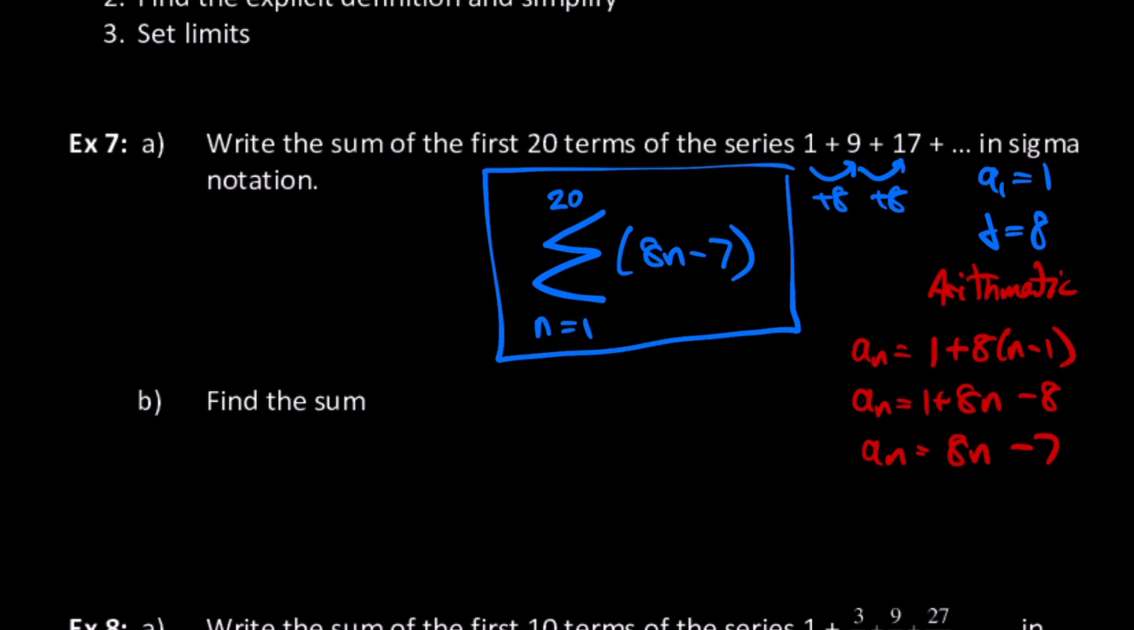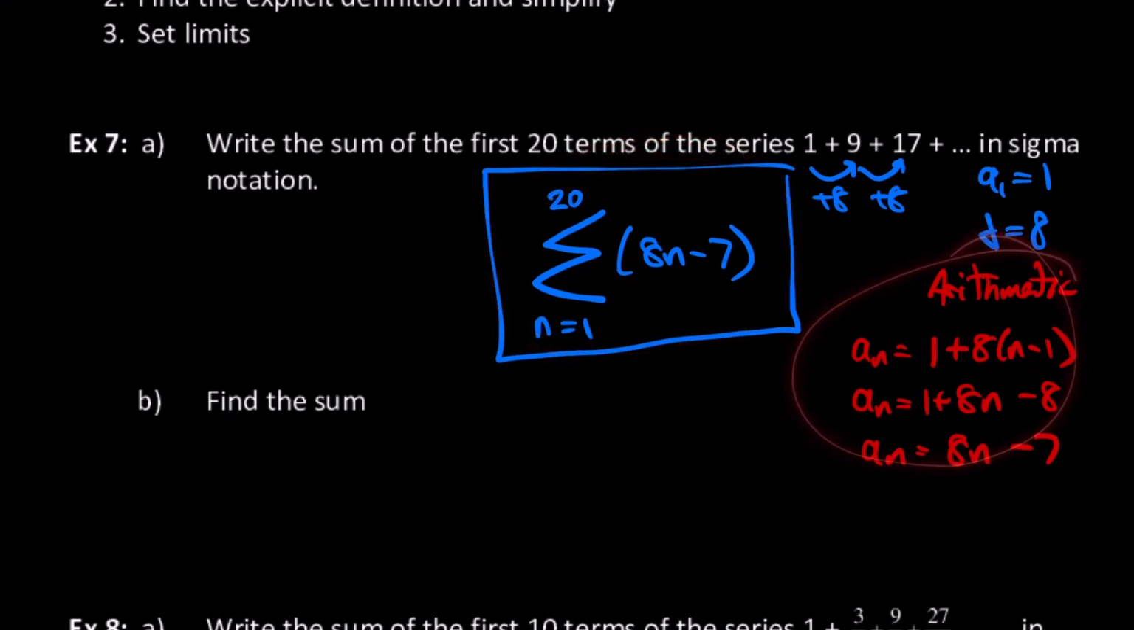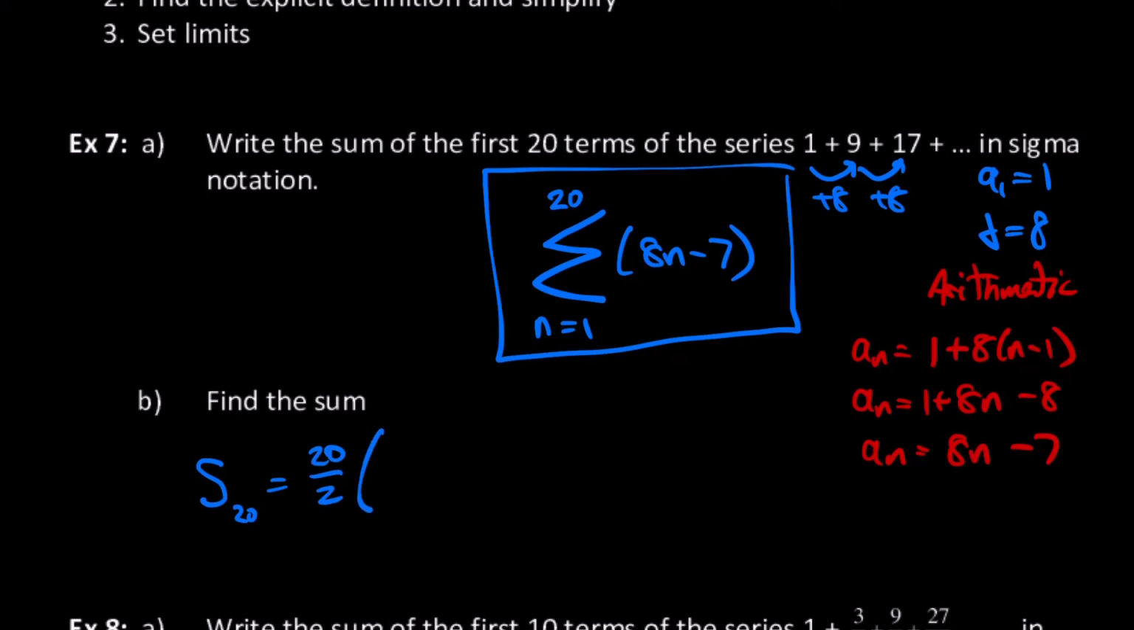Now it says find the sum. Well, I'm not using the sigma notation to find the sum. I'm going to use this information over here. I've got a formula for the sum of an arithmetic series. There's 20 terms. So I know that's going to be 20 divided by 2 times a sub 1, which is 1, plus a sub 20, which I don't have. So I can use this to get a sub 20 really quick.